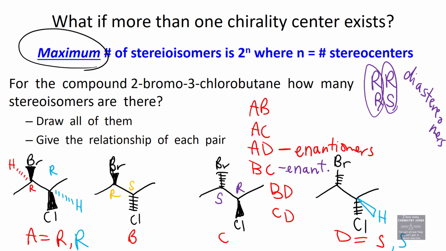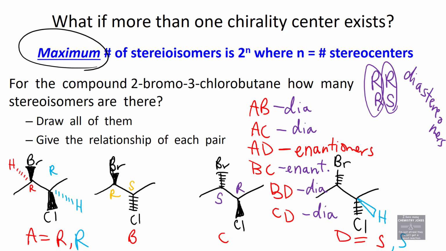So A and B has one the same, one different: diastereomer. A and C, one the same, one different: diastereomer. B and D, one the same, one different: diastereomer. And you guessed it, C and D, one the same, one different: diastereomer. Diastereomers are stereoisomers that are not mirror images. If you're talking about asymmetric carbons, diastereomers have to have at least one asymmetric carbon the same and at least one asymmetric carbon different. Okay, I think I got it.